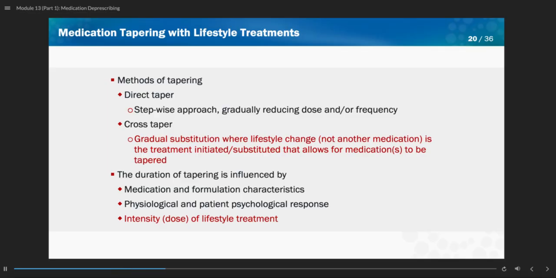Perhaps you would consider the discontinuation of a statin with someone adopting a whole food plant-based diet to be a cross-taper and not an actual abrupt discontinuation, since we're substituting the treatment of lifestyle medicine for the medication, and we're not just stopping a medication with no other treatments on board. The other caveat with lifestyle medicine tapering is the duration and intensity of the taper could be influenced by the intensity, or we could also call that the dose, of the lifestyle treatment.